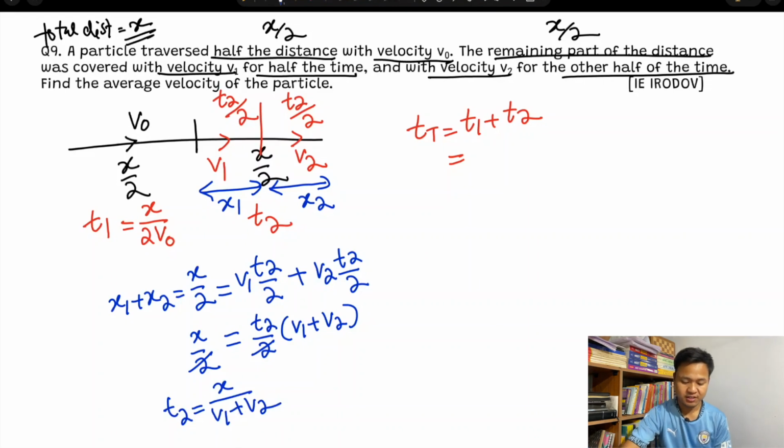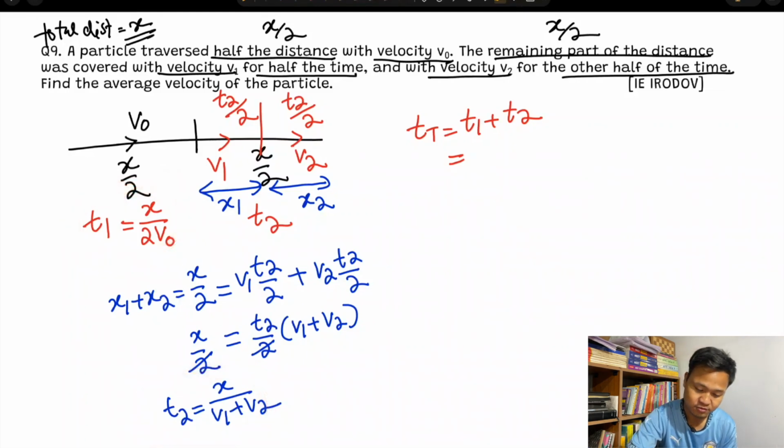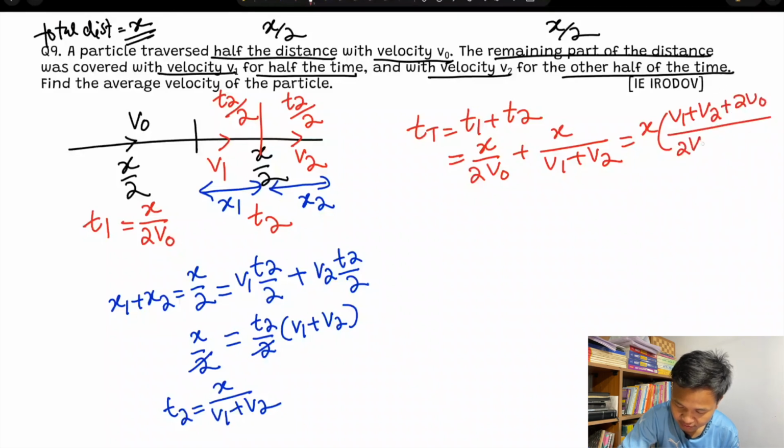Now t1 is known and we also have t2, so we can find the total time. The total time is t1 plus t2, that is x by 2 v naught plus x by v1 plus v2. If you solve this, x comes out, and I get v1 plus v2 plus 2 into v naught, divided by 2 into v naught into v1 plus v2. Now you have the total time.